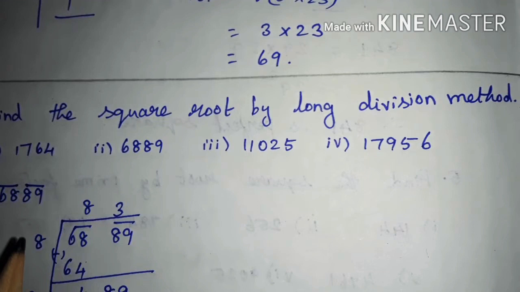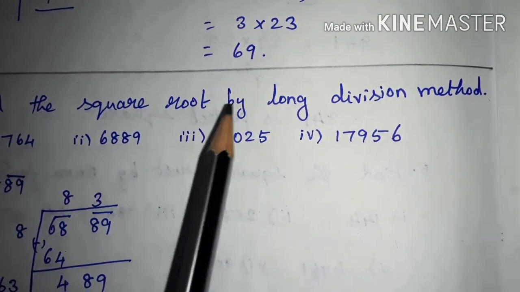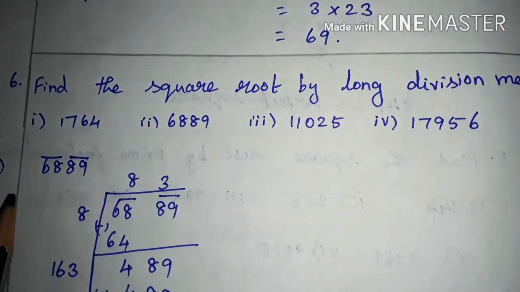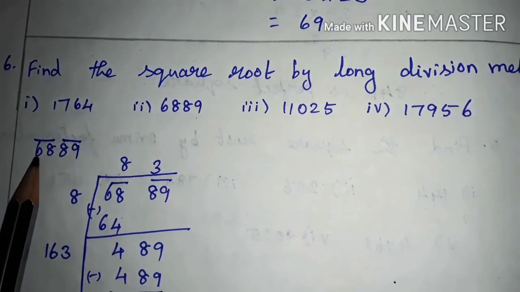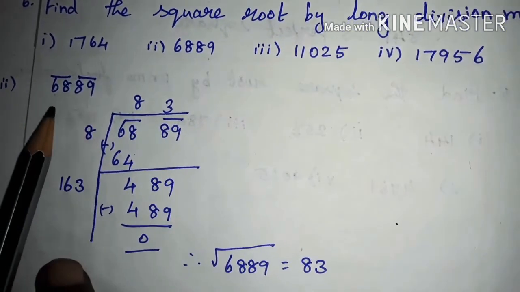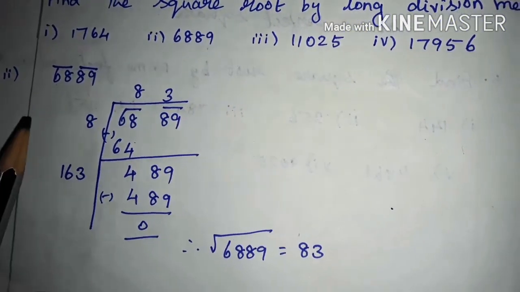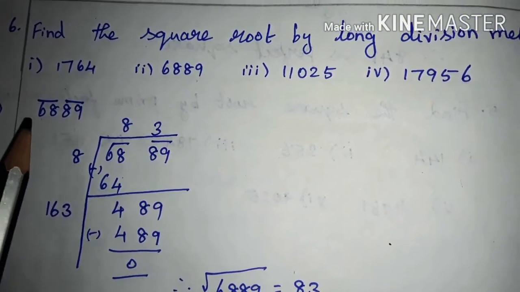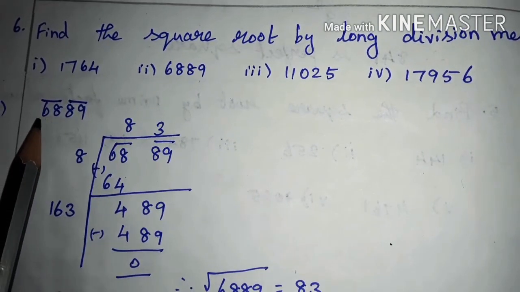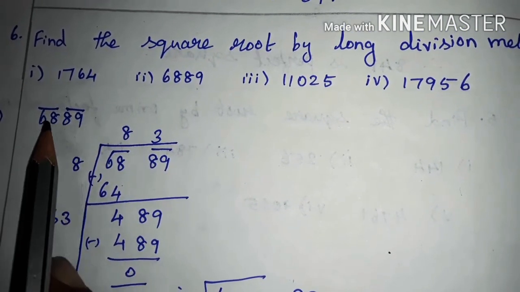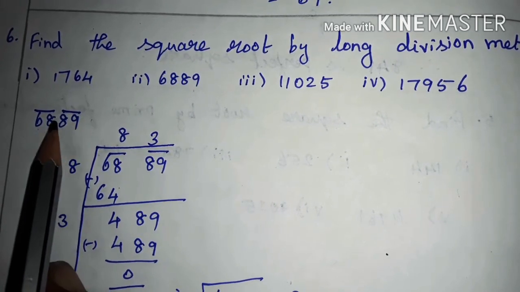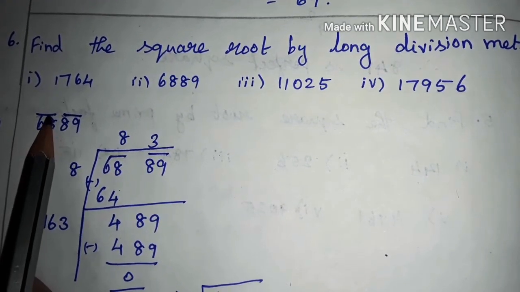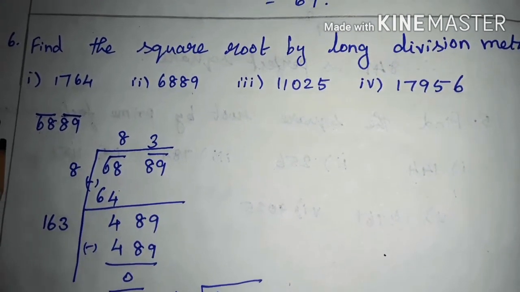The next sum is another method for finding the square root, that is the long division method. Here also they have given 4 sums. Let me take the second sum, 6889. To find the square root by the long division method, the first step is to group the digits, two digits from your right hand side. That is 6889 from the right hand side. The first two digits, 8 and 9, form one group and 6 and 8 form another group. Like that you have to group the digits.